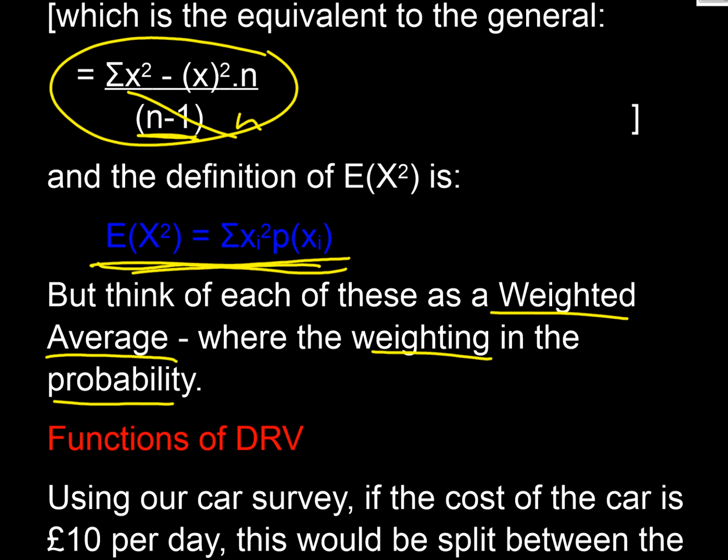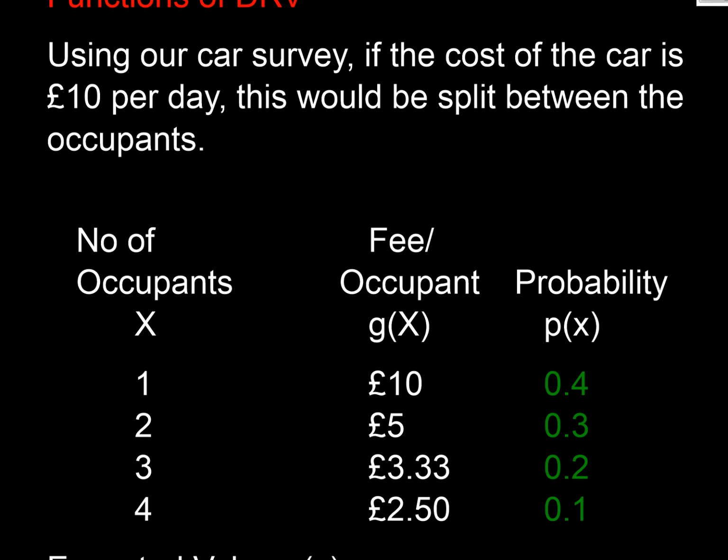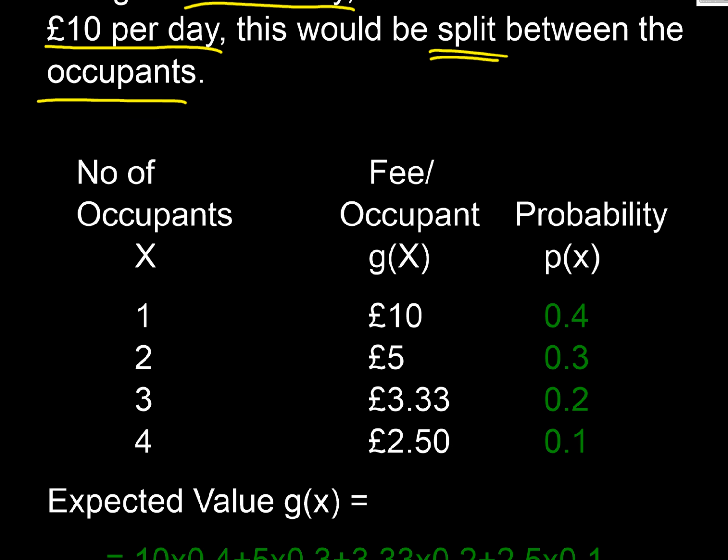Finally, functions. We can actually play around with discrete random variables and the functions arising from them. So let's use this here. We'll extend our car survey model, and let's say it costs £10 a day to drive the car to London, and if there's more than one occupant, they're going to split it equally amongst the occupants. So if there's one occupant, he's going to pay the full £10. Two occupants are going to be £5 each, three occupants £3.33 each, and four occupants £2.50.